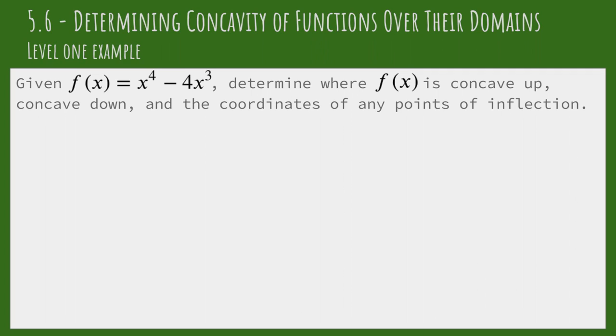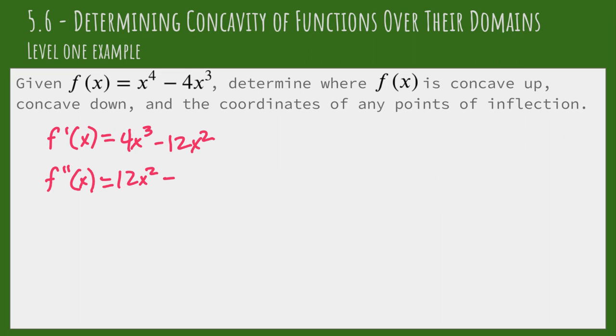So in order to determine where a function's concave up and concave down, we're going to look at the second derivative. So I'm going to start this problem by taking the second derivative. And to do that, we first have to take the first derivative, and then we take the second derivative. And then to determine potential points of inflection, which is also where the concavity could change, we're going to figure out where this second derivative is either equal to 0 or undefined.